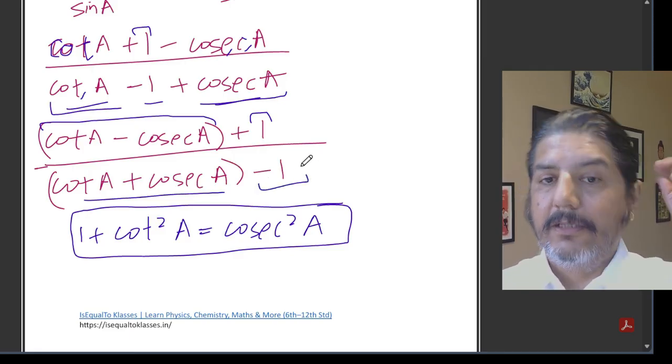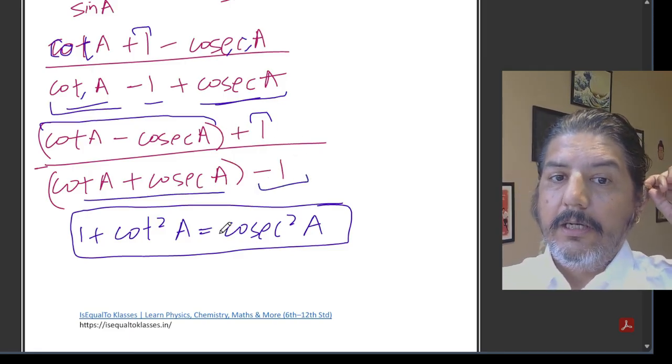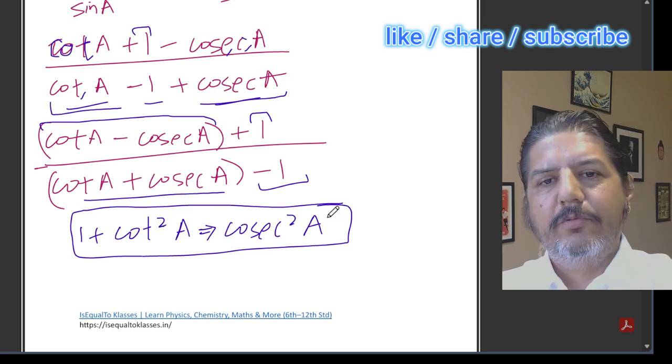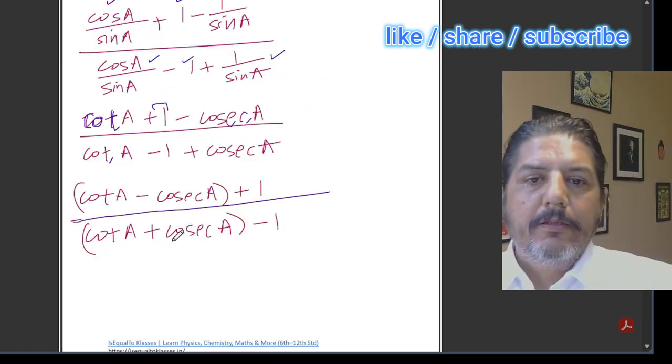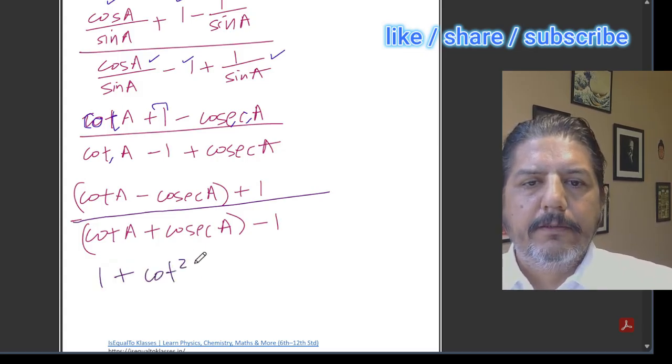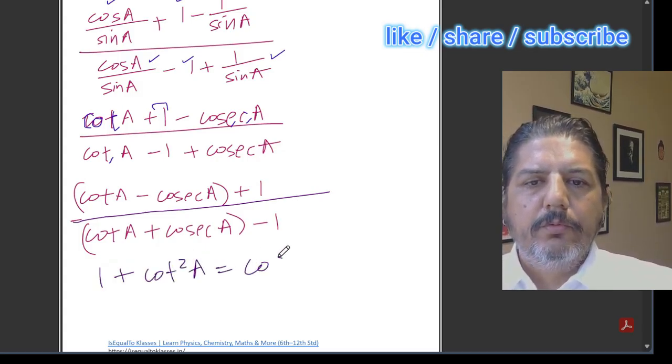Now I remember that 1 plus cot²a is equal to cosec²a. Now what I'll do is, the manipulation that I do is I understand that 1 plus cot²a is equal to cosec²a.